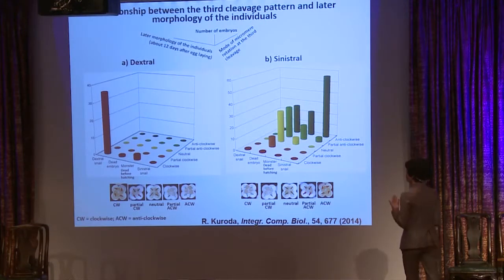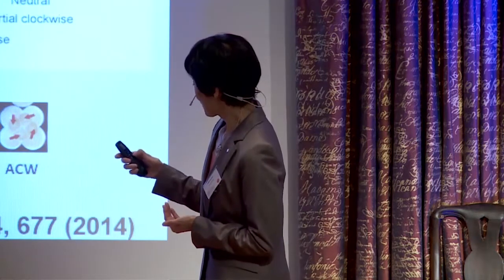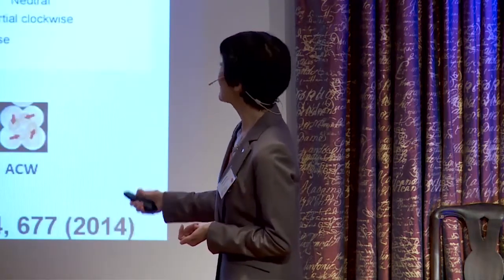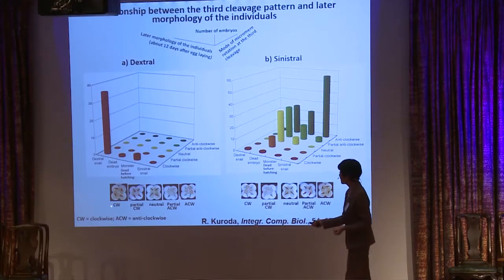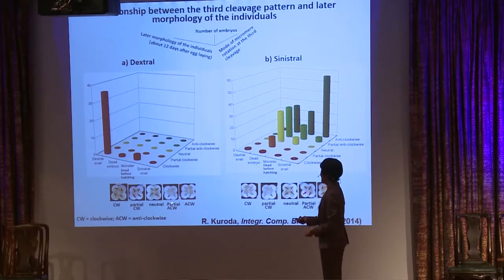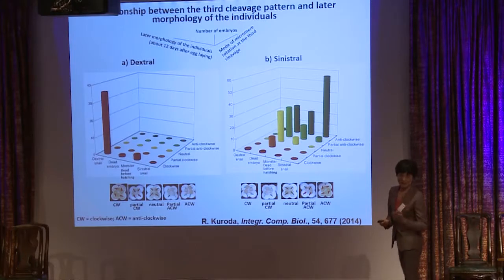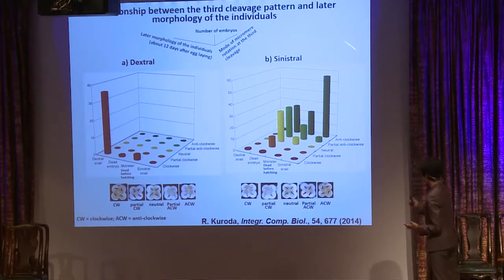Then I decided to observe the development very carefully. On the left-hand side is the dextral one, and I said it's rotated clockwise. We just classified: clockwise, partial clockwise, neutral, partial anti-clockwise, anti-clockwise. Of course, there is nothing like this. All are clockwise rotation. And of course, some die because of some problems, deformed, but most of them become healthy dextral snails. If you look at this.